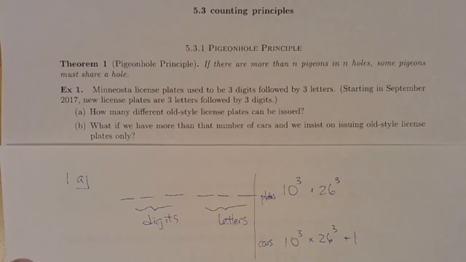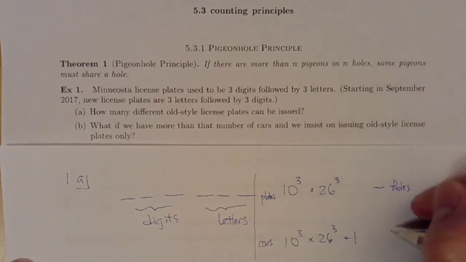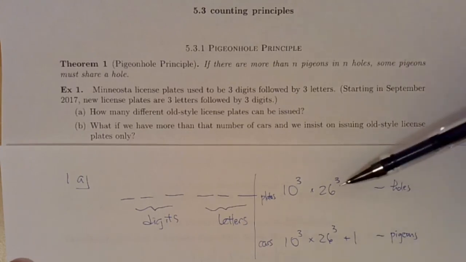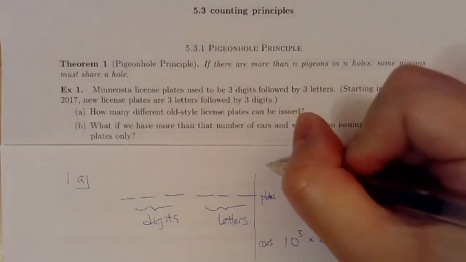The pigeonhole principle is saying that if we use these as holes, and these are pigeons, we have more pigeons than holes, and there will be multiple pigeons that share the same hole, namely that there will be multiple cars with the same license plate number. So this is part B.